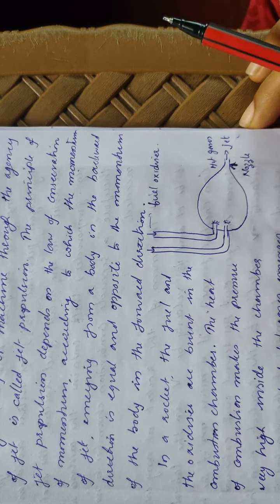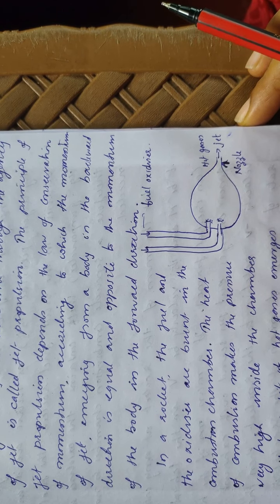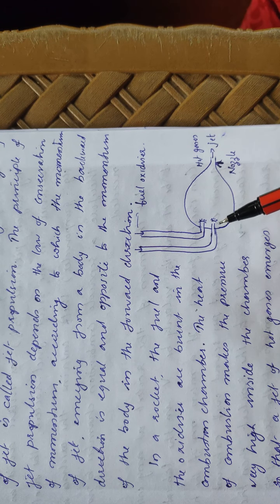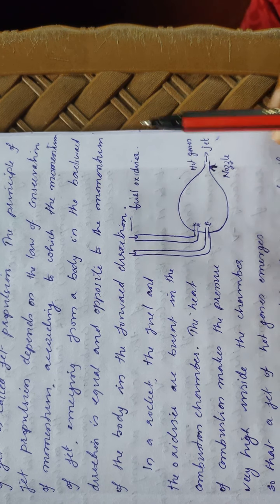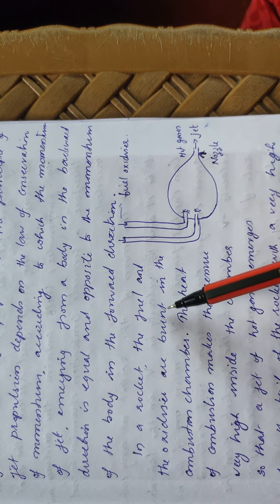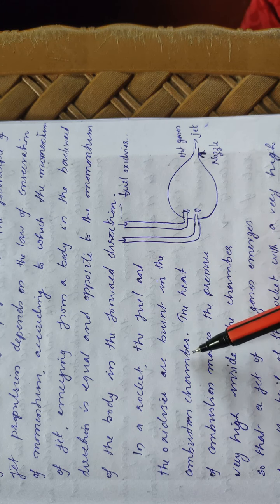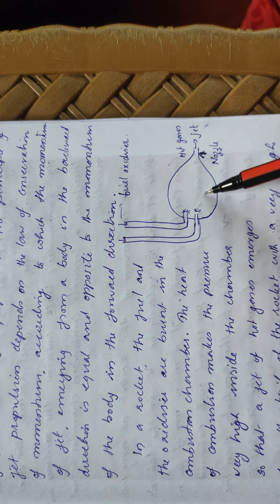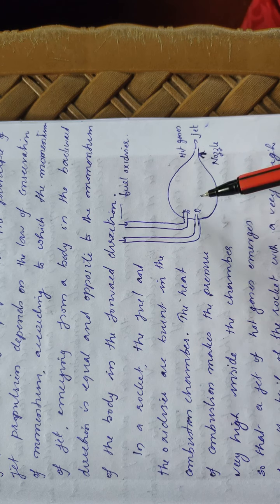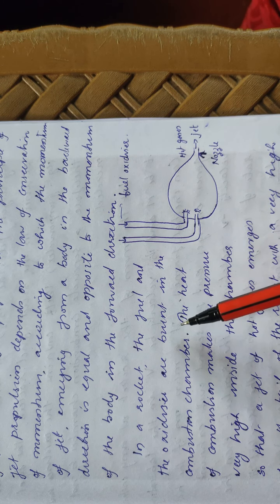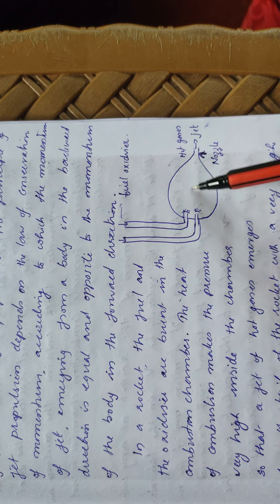In a rocket, I have shown here a picture. In a rocket, the fuel and the oxidizer are burned in the combustion chamber. So this is the combustion chamber. The fuel and oxidizer are burned in this chamber.